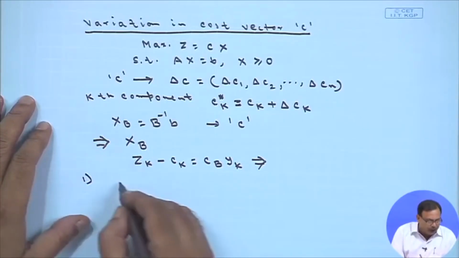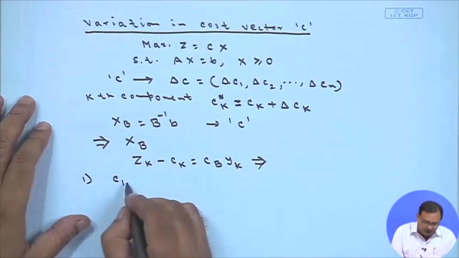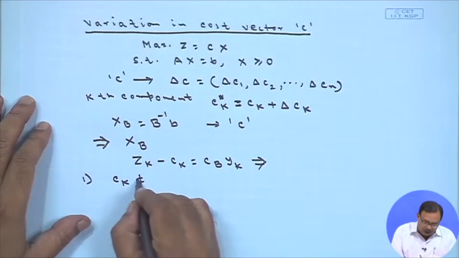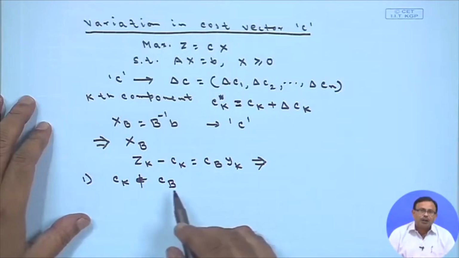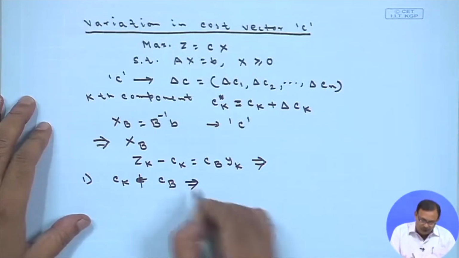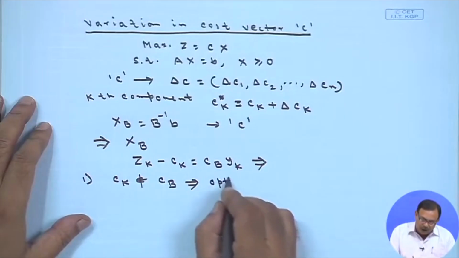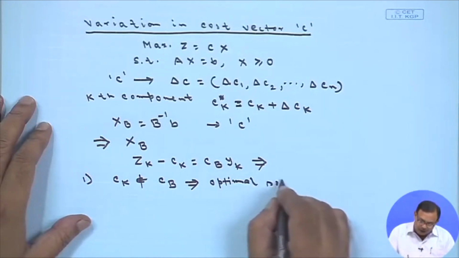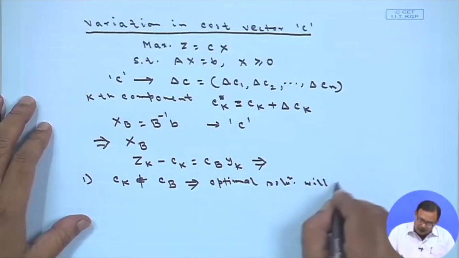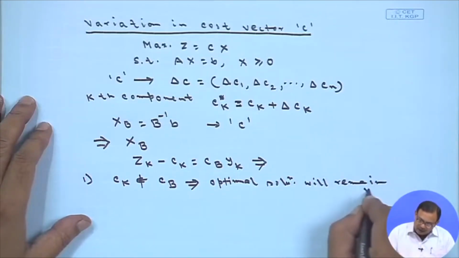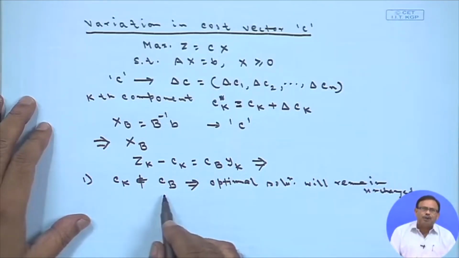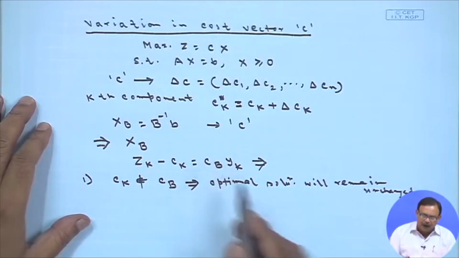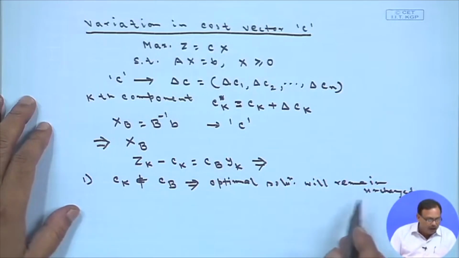So, two conditions may arise. One is if your Ck does not belong to Cb. Ck may not belong to Cb at all. In that case, the optimal solution will remain unchanged. So, if Ck does not belong to Cb, it is not affecting the values, so the optimal solution will remain unchanged.